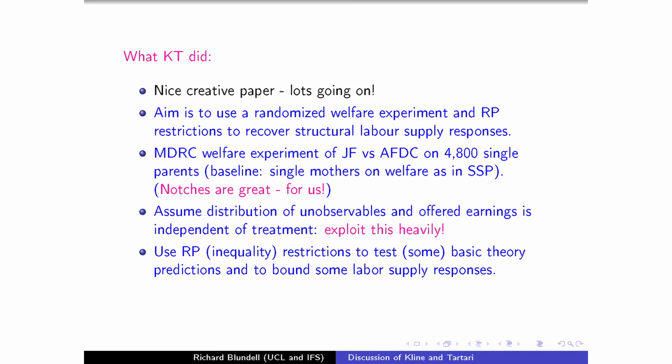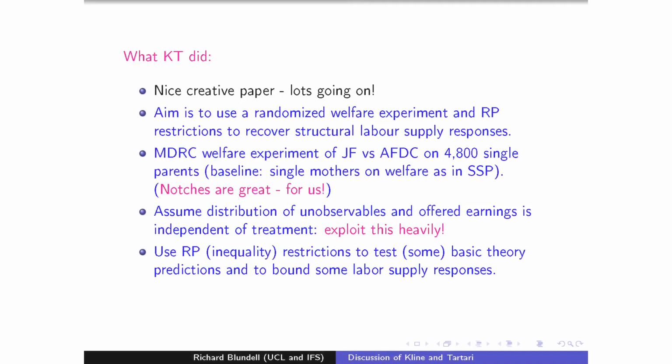So the aim is to use this randomized welfare experiment and RP restrictions to recover some structural labor supply responses. Great aim. And one could think about doing this. In the consumer world, people think typically about going across markets where you have a set of prices in one market, a set of prices in another market. You've got a distribution of people facing those prices. But the distribution of unobservables is unaffected by the market up to observables. And so that's very like the way you ended, in fact. And I think that's right. But you get some advantages here.